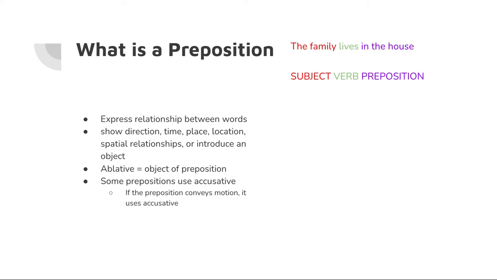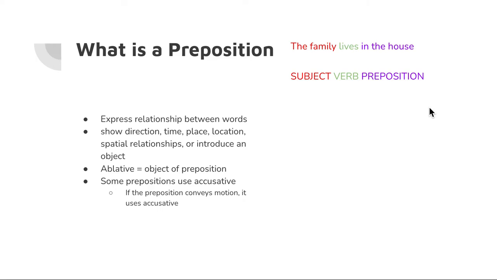A preposition expresses relationship between words. They show direction, time, place, location, spatial relationships, or introduce an object. If you look at the sentence above, the family lives in the house. The family is the subject, lives is the verb, and in the house is the prepositional phrase. The preposition is actually in, and the object of the preposition is house. We'll talk about that shortly, but just know that is the prepositional phrase.